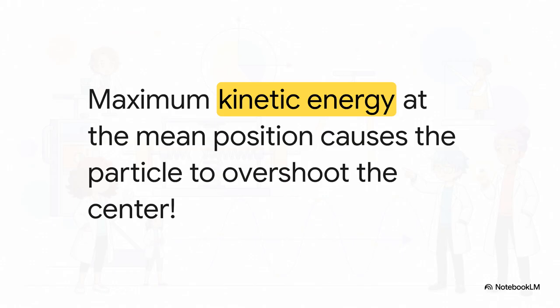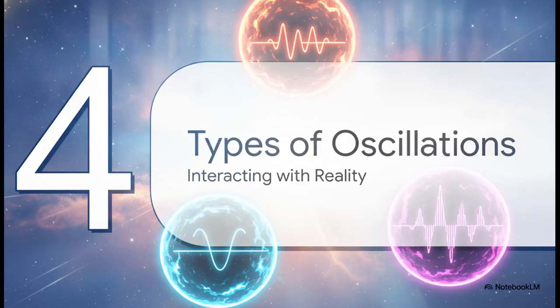It flies right past the center, starts climbing up the potential well on the other side, and the whole energy exchange reverses and starts all over again. That overshoot is literally the engine of the entire oscillation. All right, section 4, 3 types of oscillations.